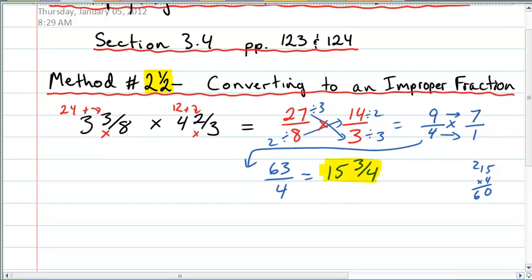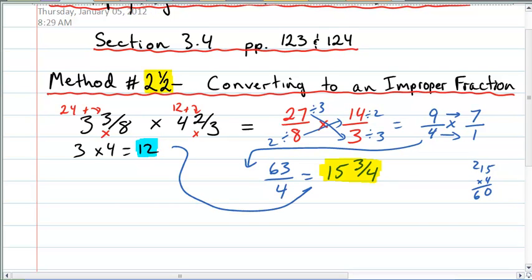And then we estimate. Let's do an estimate to see, is our answer reasonable? 3 3/8 is between 3 and 4, but it's closer to 3. So we'll say 3. And 4 2/3 is between 4 and 5, and it's closer to 5... or closer to 4, sorry. So we'll say 3 times 4 is 12. Our answer is about 12, but 12 is lower, right? 12 is going to be less. So our 15 3/4 isn't out of the ballpark.